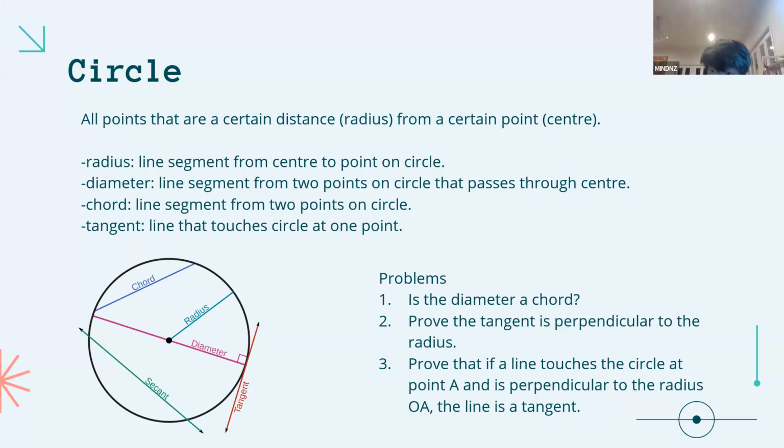Okay, hopefully you guys have had enough time to try the problems. I'll go over the solutions now. So for problem 1, it should be quite simple because the diameter is a line segment from 2 points with some more specific conditions. So it is a line segment from 2 points, which is the definition of a chord.